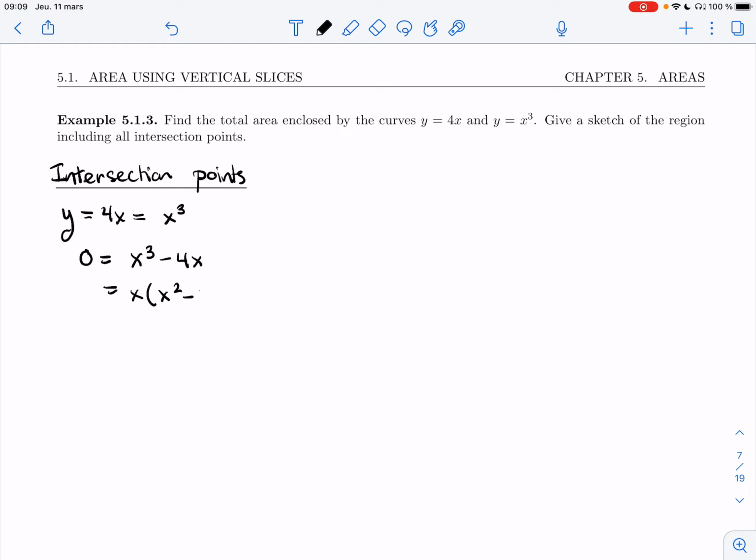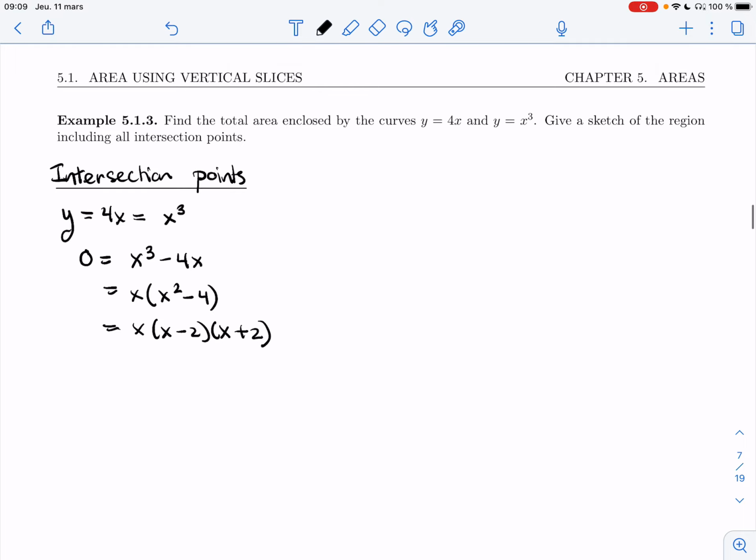And then I'm going to factor. It's tempting to divide by x, but you can only divide by things that are not 0. So if you divide by x, you'll actually get rid of one of the intersection points. All right, so I'm done factoring.